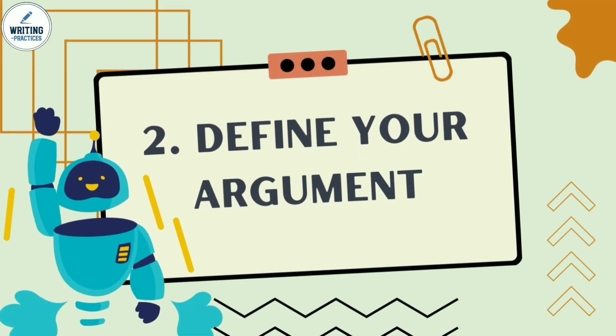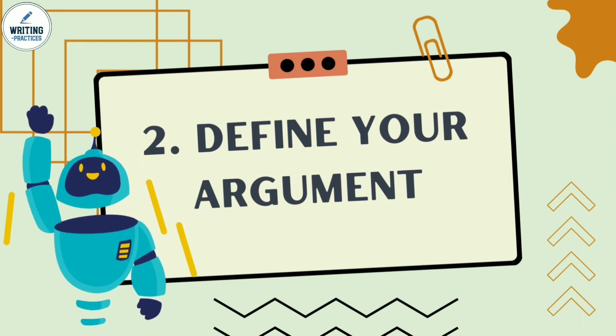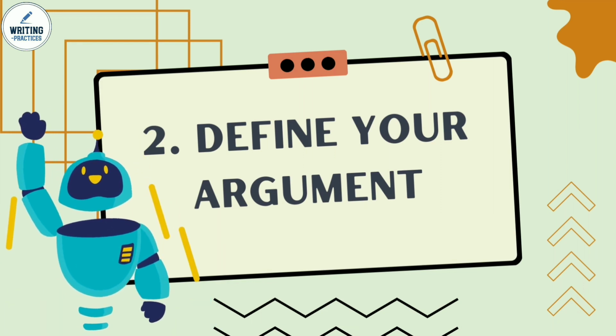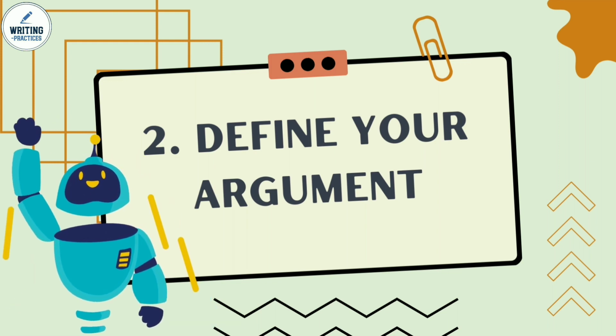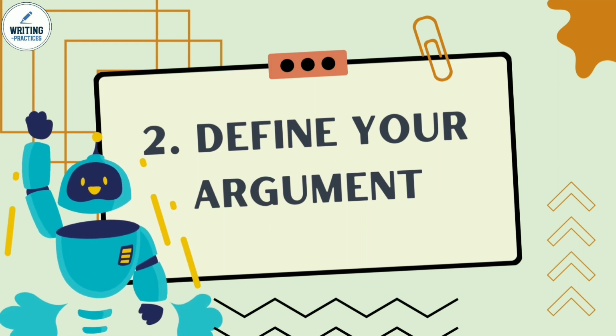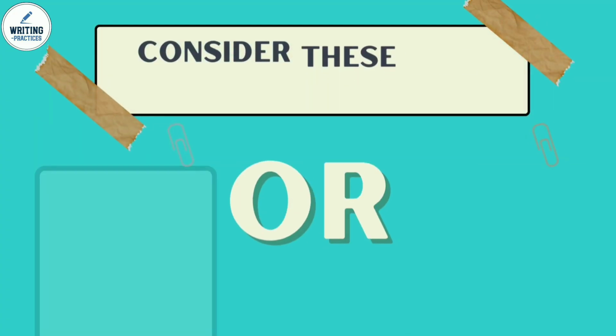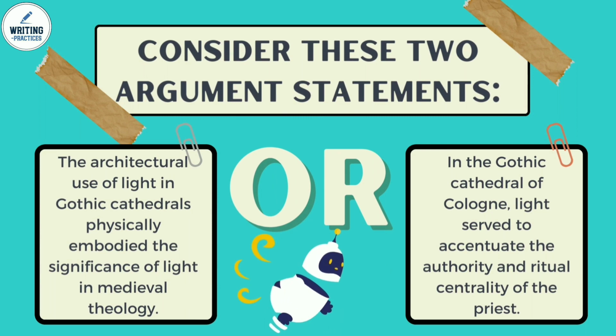Tip number 2. Define your argument. As you plan and prepare to write the essay, you must consider what your argument is going to be. This means taking an informed position or point of view on the topic presented in the question, then defining and presenting a specific argument. Consider these 2 argument statements. The architectural use of light in Gothic cathedrals physically embodied the significance of light in medieval theology. Or, in the Gothic Cathedral of Cologne, light served to accentuate the authority and ritual centrality of the priest. Statements like these define an essay's argument. They give coherence by providing an overarching theme and position towards which the entire essay is directed.